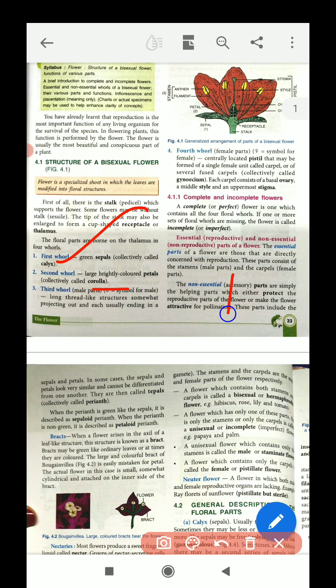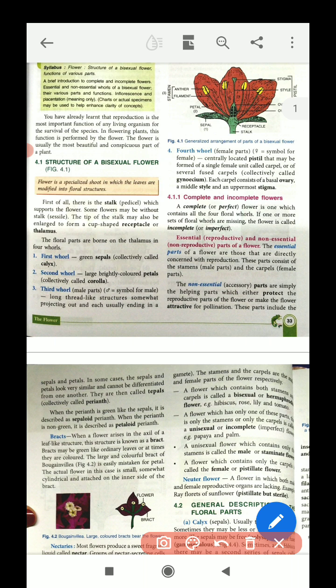So here you can say that will be a perfect flower, and if any one whorl is missing, or more than one can be missing, then that is called an incomplete or imperfect flower.